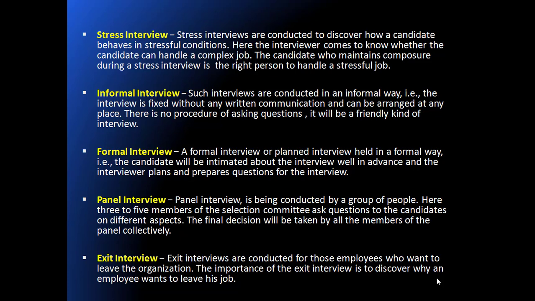Like for a job where the hiring manager needs to find out whether the candidate will be able to tackle stressful situations or not, in that situation a stress interview will be taken. So for different situations, different types of interviews are there, and the basic focus is to meet the candidate face to face and accordingly assess the skills and capabilities he possesses, right?